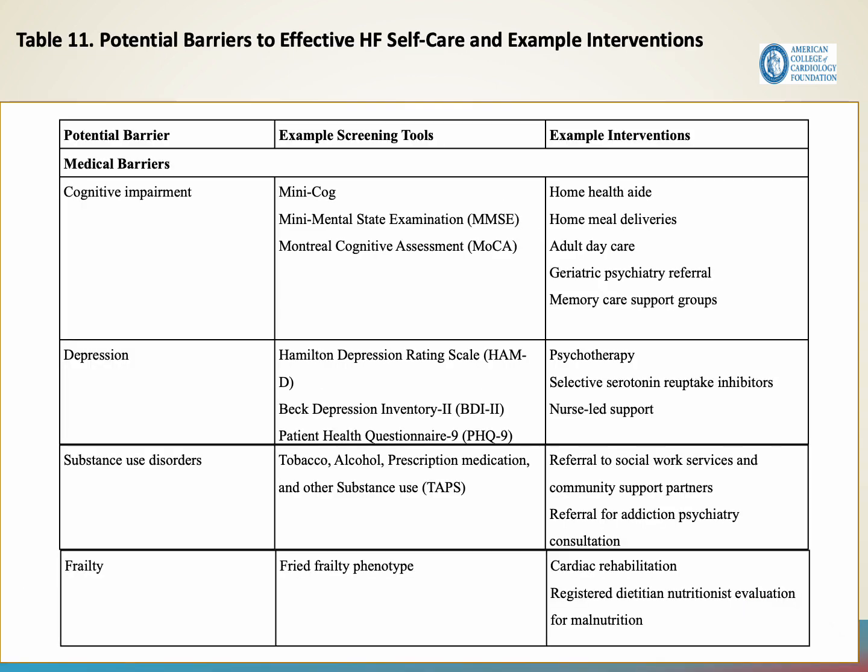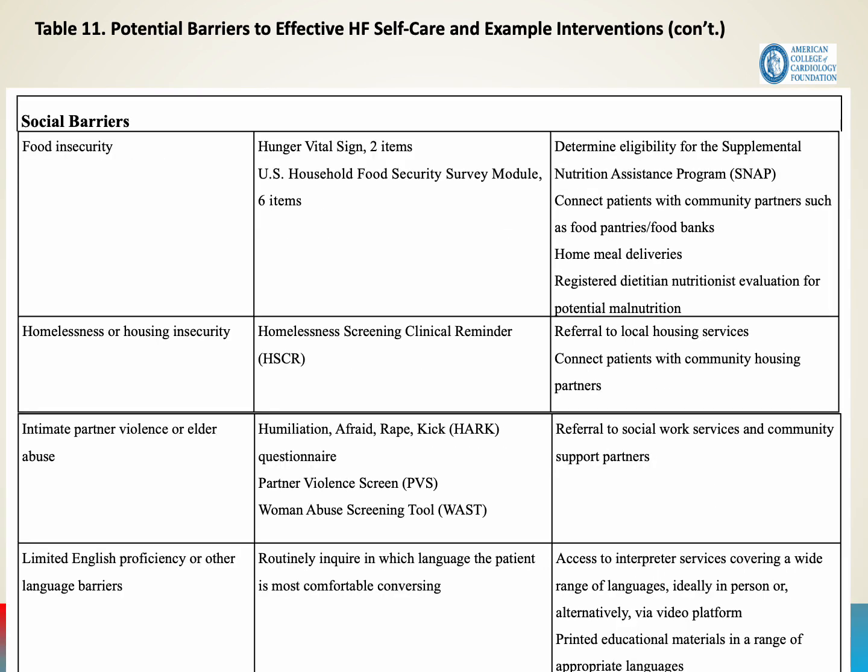There are a number of nice things that they go through here, particularly the barriers to self-care. And it's kind of nice that they've listed them all out for us, because we sometimes forget some of these things. So: cognitive impairment, depression, substance abuse history, overall frailty.